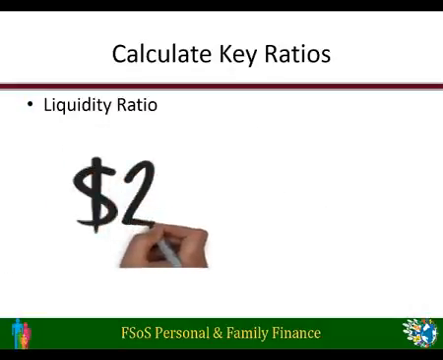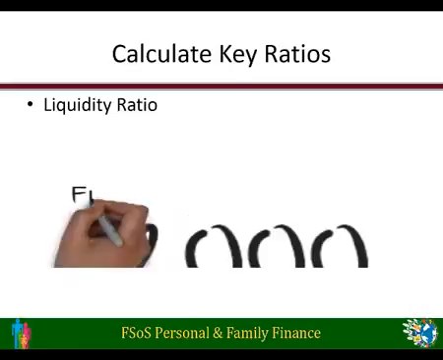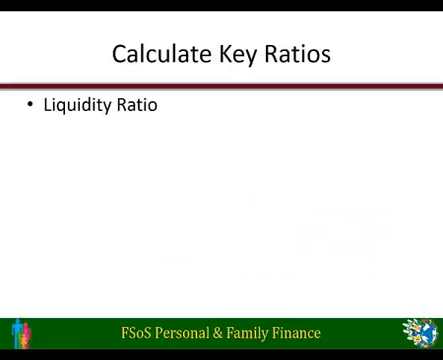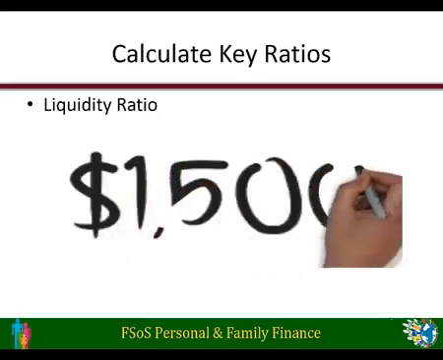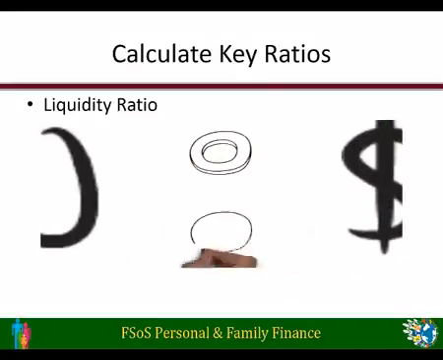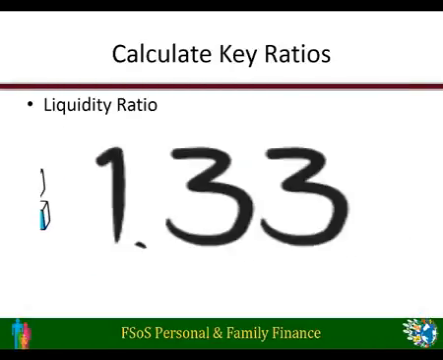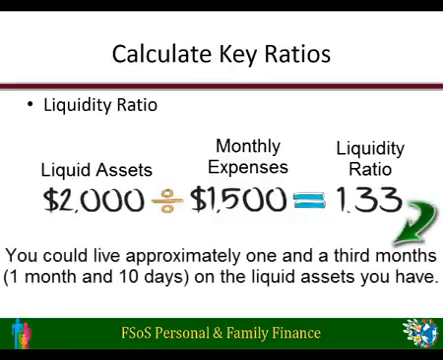So let's say you have cash or near cash assets of about $2,000. You can get that information in your net worth statement. Your monthly expenses, including rent, utilities, food, etc., are $1,500. Divide 2,000 by 1,500, and the answer is 1.33. You would interpret that to mean that you could live approximately 1 1/3 months, or 1 month and 10 days, on the liquid assets you have.